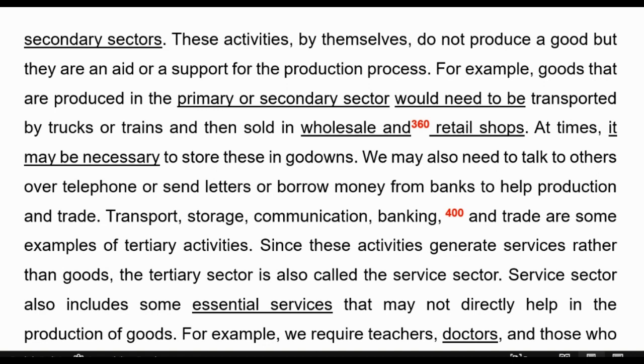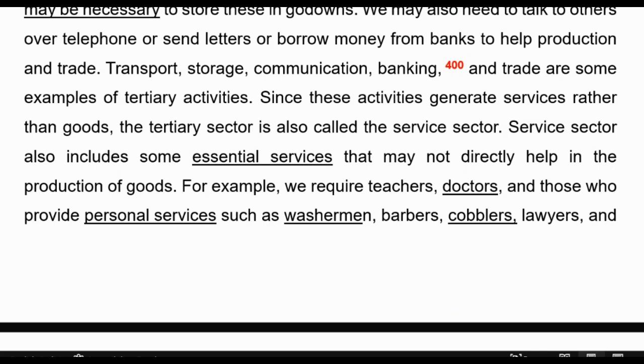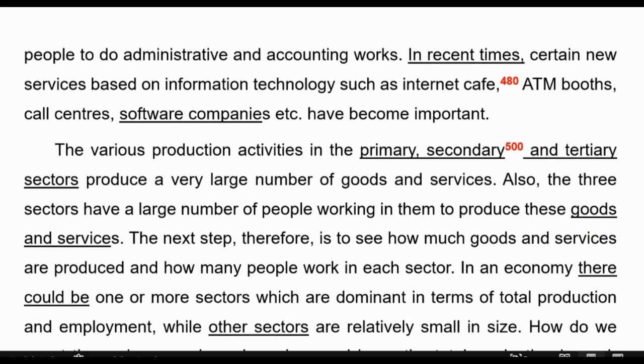In recent times, certain new services based on information technology, such as internet cafe, ATM booths, call centers, software companies, etc., have become important. The various production activities in the primary, secondary, and tertiary sectors produce a very large number of goods and services. Also, the three sectors have a large number of people working in them to produce these goods and services. The next step, therefore, is to see how much goods and services are produced and how many people work in each sector.